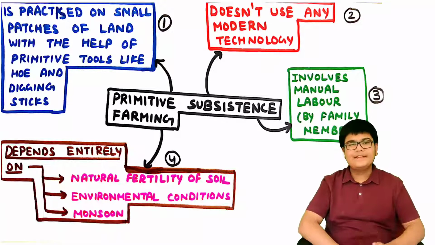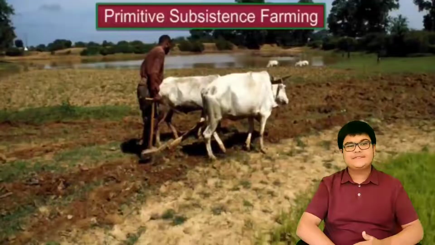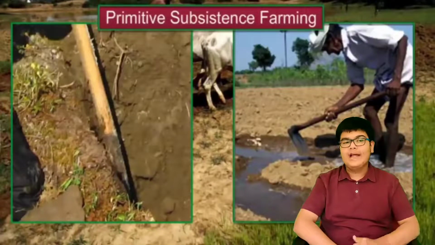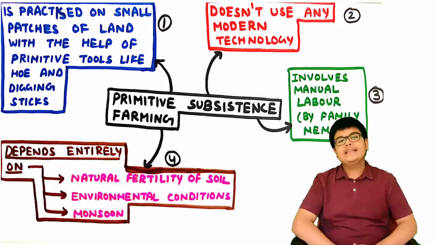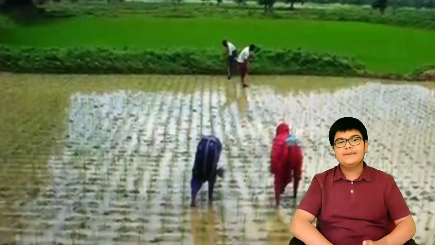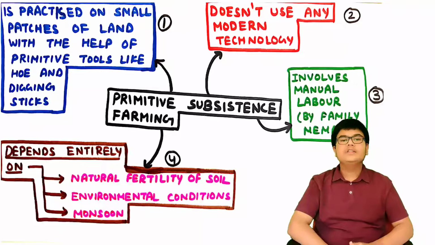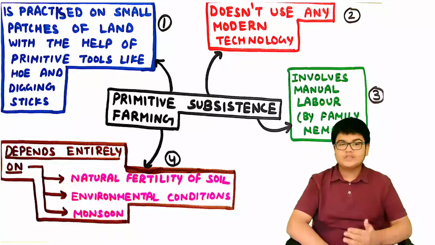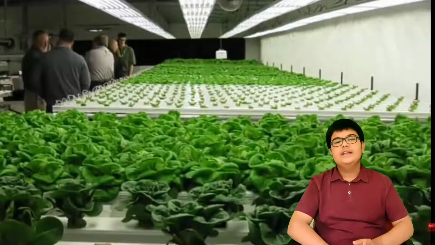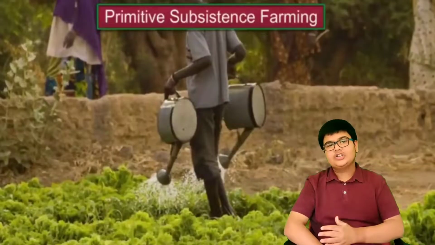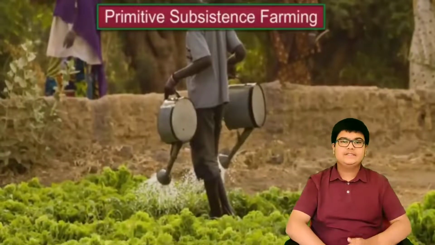First, let us study primitive subsistence farming. So primitive subsistence farming is practiced on small patches of land with the help of primitive tools like hoe and digging sticks. It doesn't use any modern technology and it involves manual labor which is generally provided by the family members. And it depends entirely on the natural resources like natural fertility of soil, environmental conditions like the natural climate, and it does not have any technology to produce crops in a greenhouse, etc. And third, it depends on monsoon for irrigation. So no other technological irrigation services are available in primitive subsistence farming.